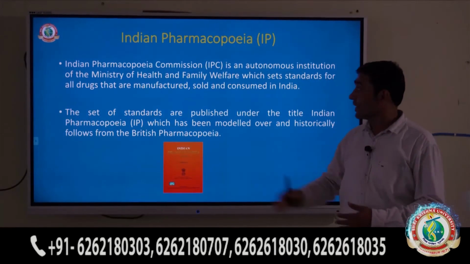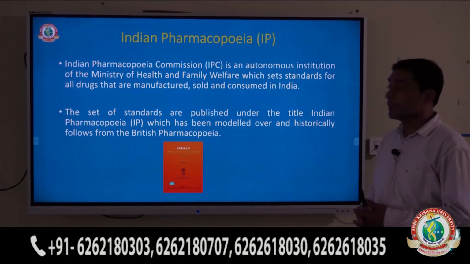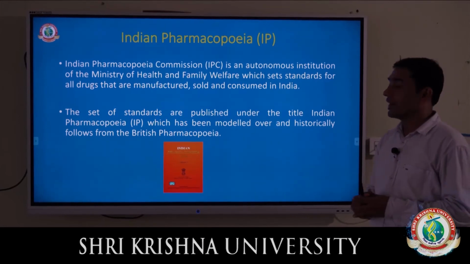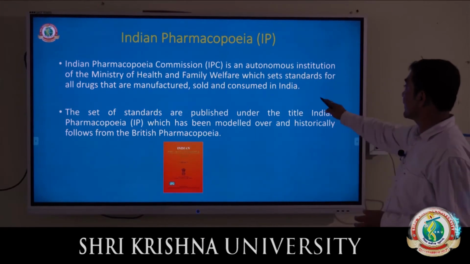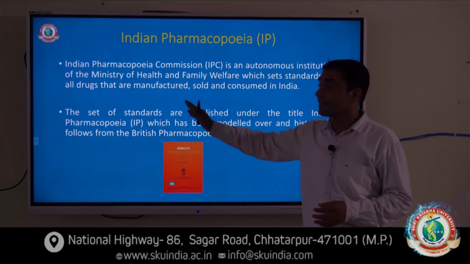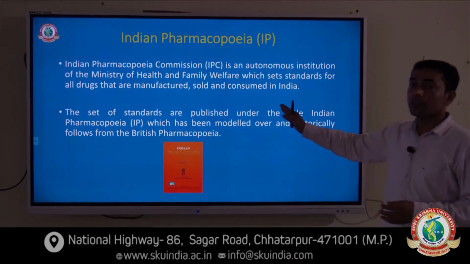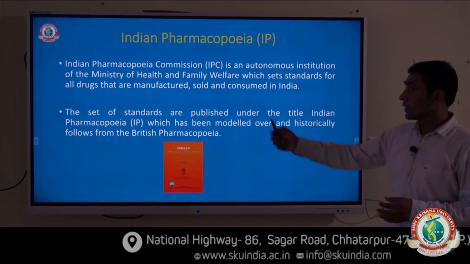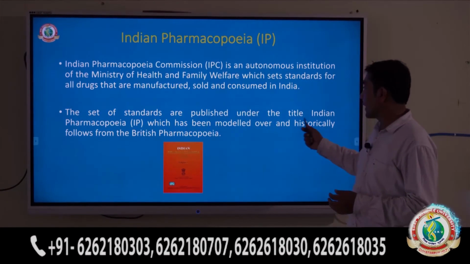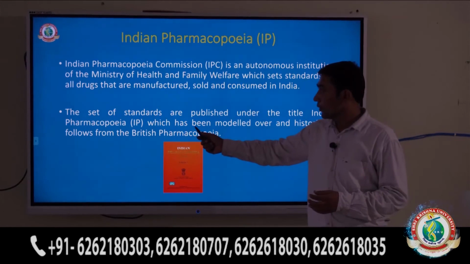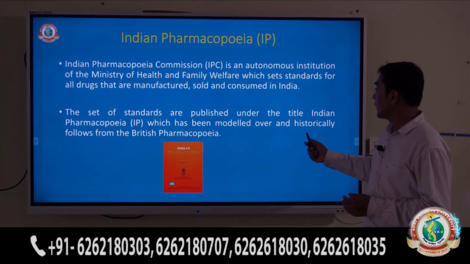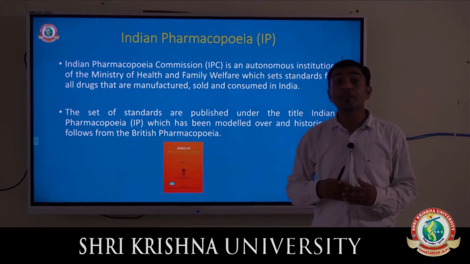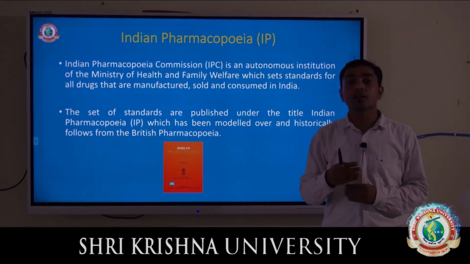We are talking about the Indian Pharmacopoeia. The Indian Pharmacopoeia Commission is an autonomous institution of the Ministry of Health and Family Welfare which sets standards for all drugs that are manufactured, sold and consumed in India. The set of standards is published under the title Indian Pharmacopoeia, which has been modeled on, and historically follows from, the British Pharmacopoeia, as we discussed earlier during the history.